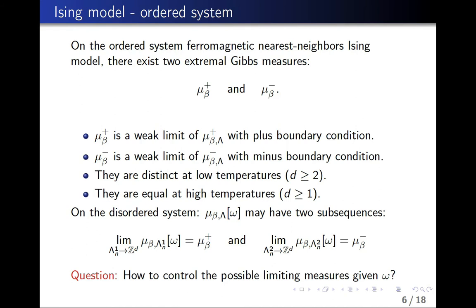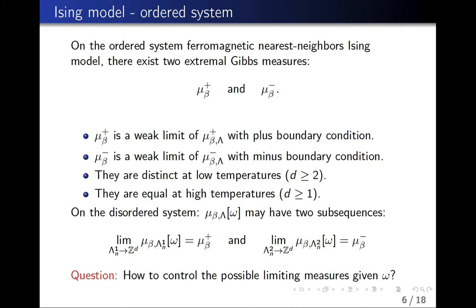In the ordered system, we know that there exist two extremal Gibbs measures, mu plus and mu minus, such that mu plus is a weak limit of the sequence of Gibbs specifications with plus boundary condition, and the same for mu minus with minus boundary condition. They are distinct at low temperatures and equal at high temperatures, meaning that the model undergoes a phase transition. Moreover, at t equals 1, they are equal for all temperatures, so there is no phase transition.